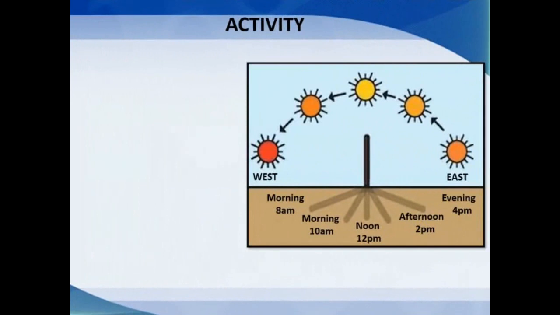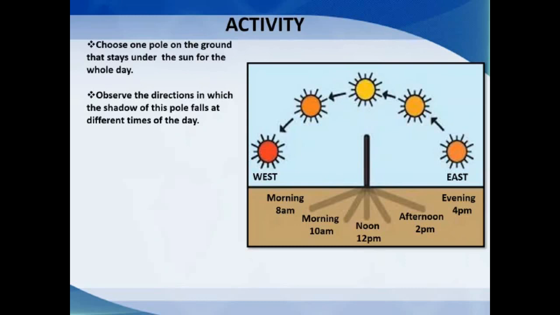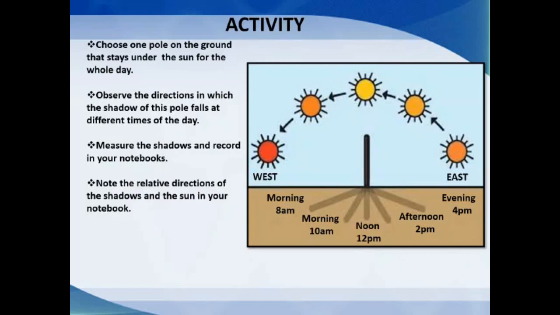Students perform this activity in the ground on a bright sunny day. Consider the following points. Choose one pole on the ground that stays under the sun for the whole day for this activity. Observe the directions in which the shadow of this pole falls at different times of the day. Measure the shadows and record in your notebooks.